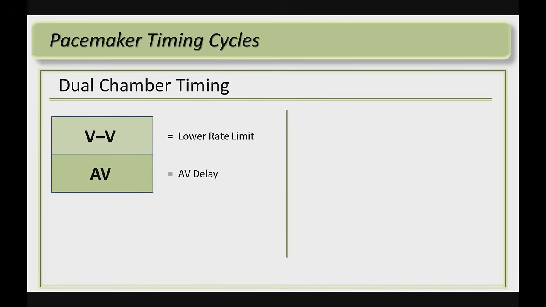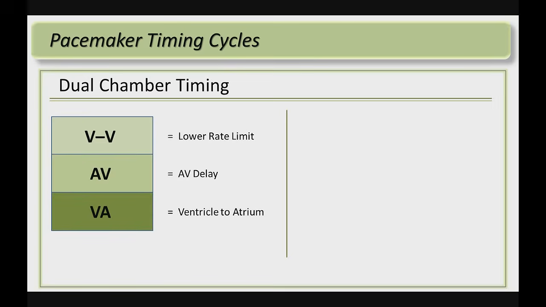Dual chamber timing. There are several timing cycles in dual chamber pacing. It's easier if we break it down into three primary timers first. The time that it takes from one beat to the next beat is known as a cycle. There are three different timing cycles that make up each cycle length. The V to V timer, which is basically your lower rate limit, the AV timer, which is your AV delay or PR interval, and the VA timer, which tells us how long after a V pace until we should pace in the atrium again.